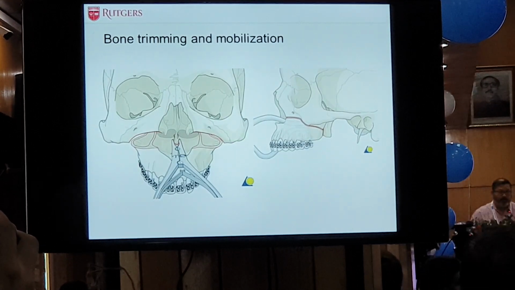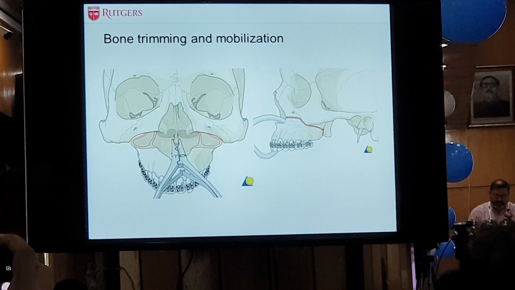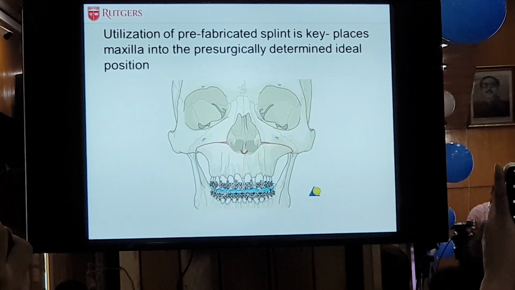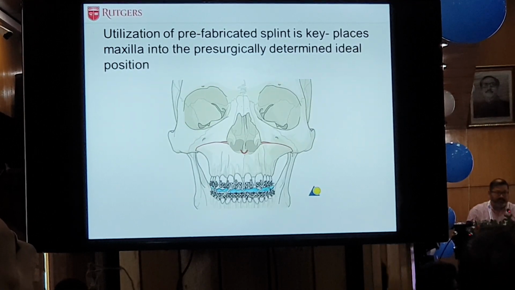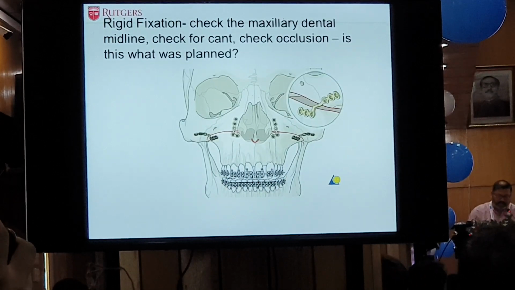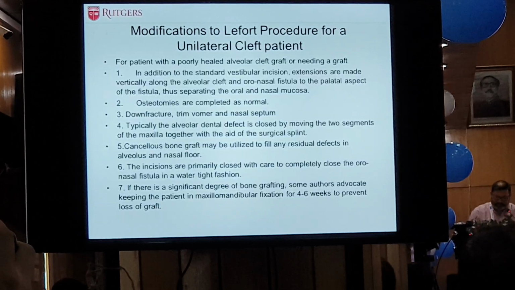Then, of course, you have to mobilize the maxilla, and you have an occlusal wafer splint that'll put the maxilla into its pre-surgery determined position, and then you go ahead and rigidly fix it.